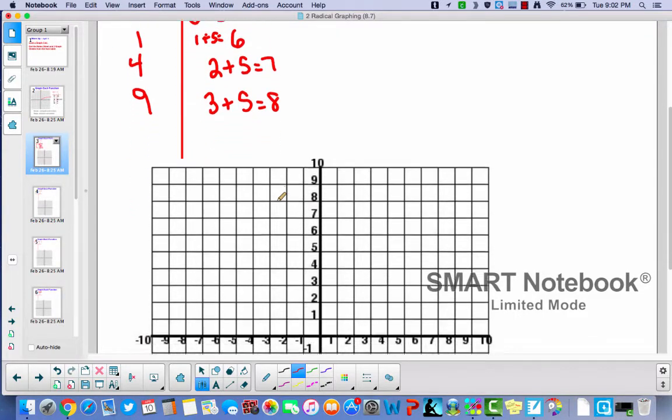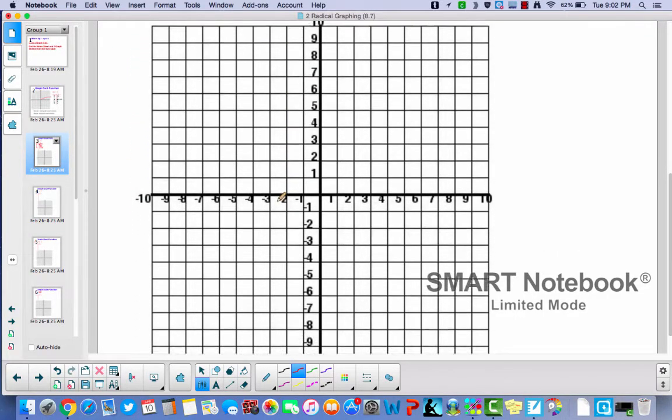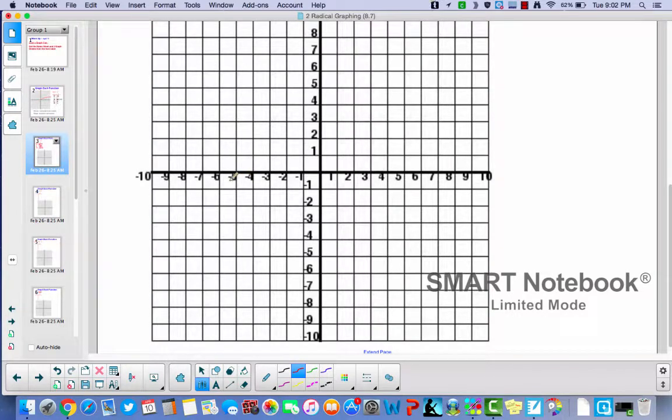So now we're going to go down here and we're going to plot those. So we had 0, 5. Notice, where does our graph start? It starts at positive 5. Normally it started down here, but we moved it up 5. We had the point 1, 6, the point 4, 7, and the point 9, 8. So it moved it up 5.